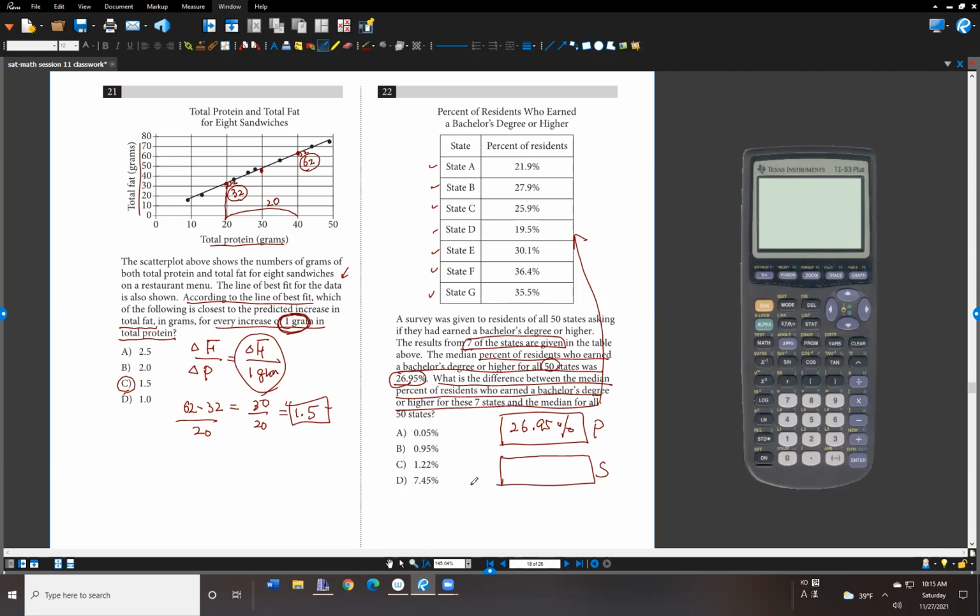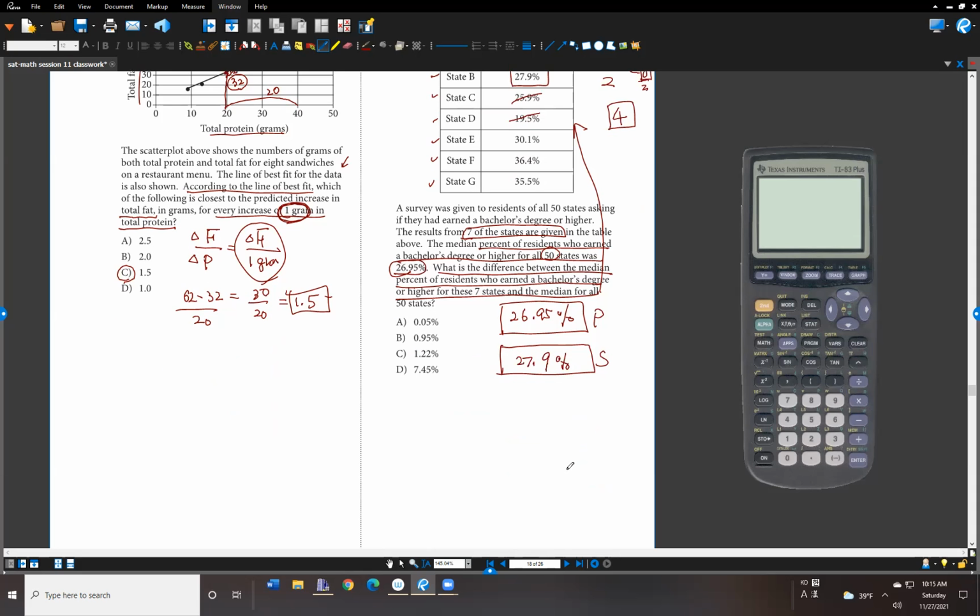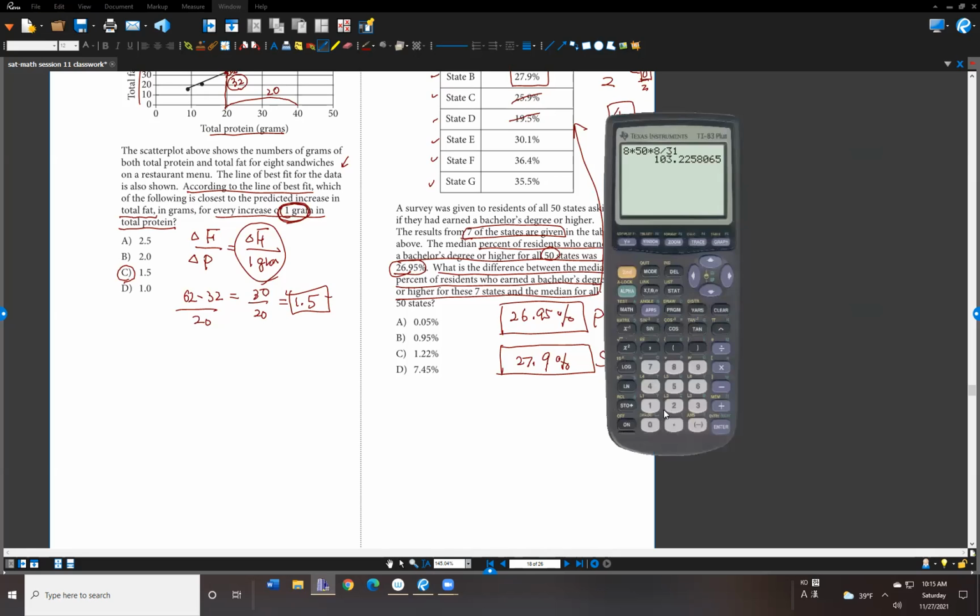So we take 1 plus 7 divided by 2, which is 8 divided by 2, 4. The fourth number of the data is in the middle, right? So you can check from the bottom: 1, the next one is 21, 3, this one is the next one, the 4th. That is 27.9%. But we're going to find their difference. Use a calculator: 27.9 minus 26.95 is 0.95. Exactly, we have the same numbers over here.